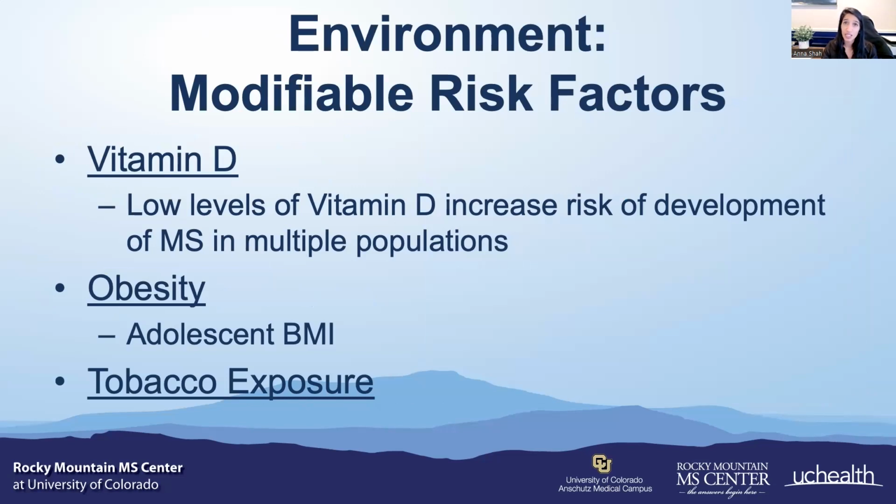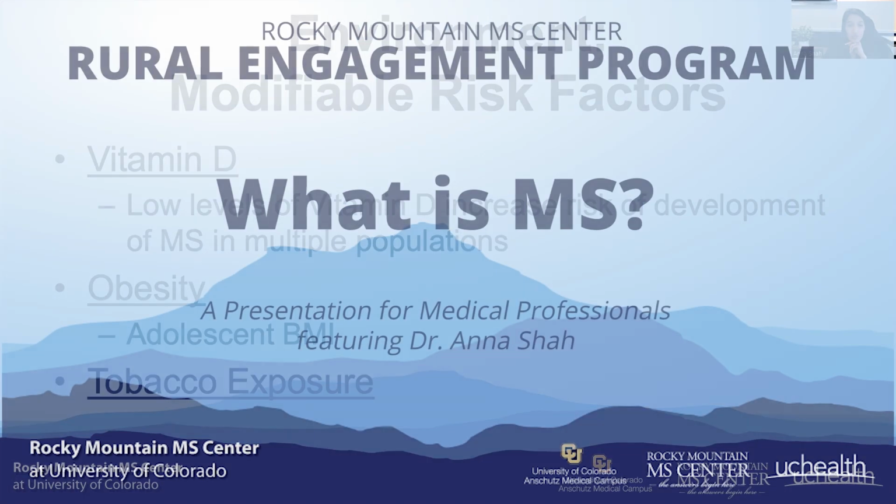Adolescent obesity has also been associated with a higher risk of the development of MS, and then tobacco exposure actually has a 6 to 10-fold increase in the risk of developing MS, particularly during adolescence. So these are characterized as modifiable risk factors that patients can be counseled about.